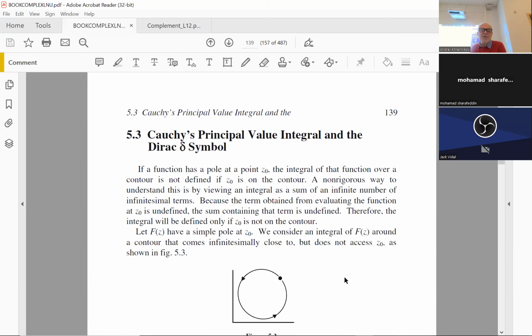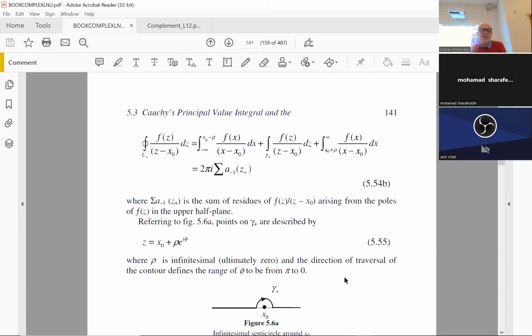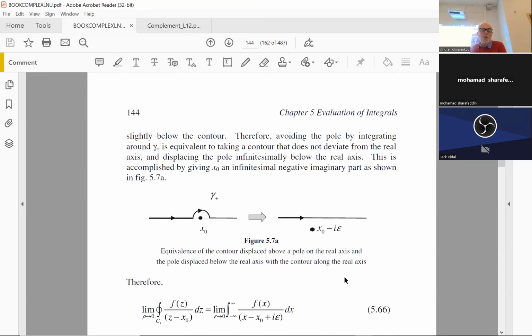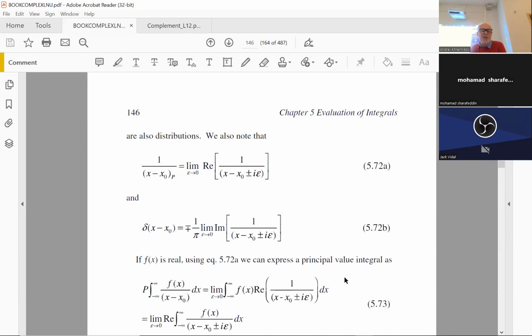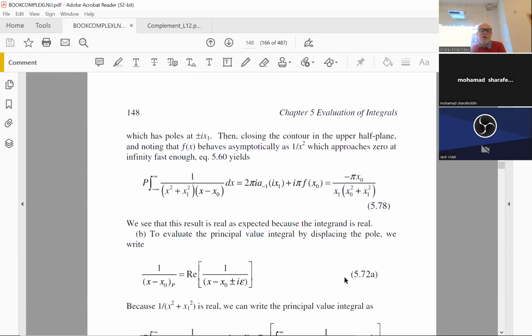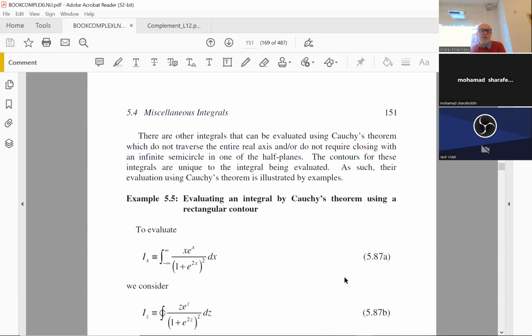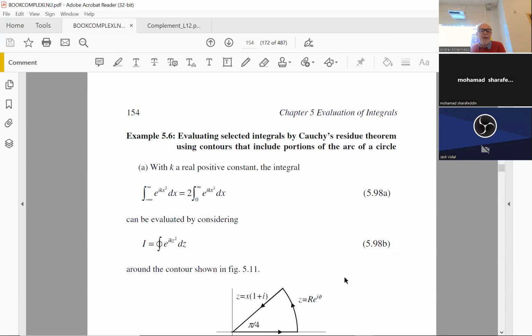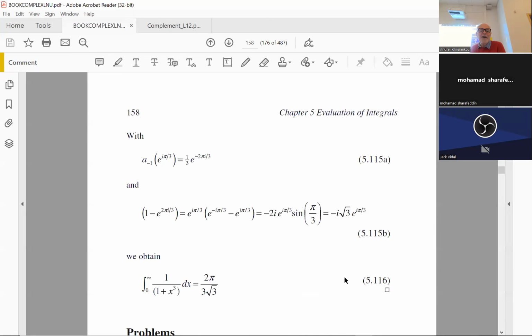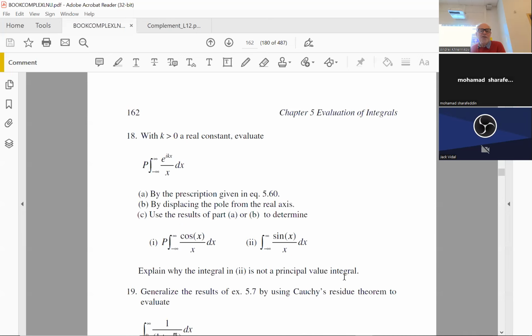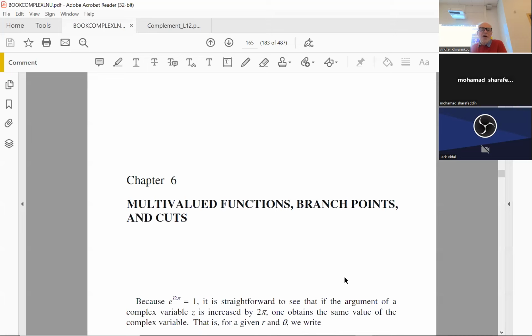The Dirac delta symbol is another course, it's distribution theory. So more or less we finish the technical part of the course. This is the Dirac delta symbol, it's a totally different course, a course on distribution theory. So many integrals can be calculated.